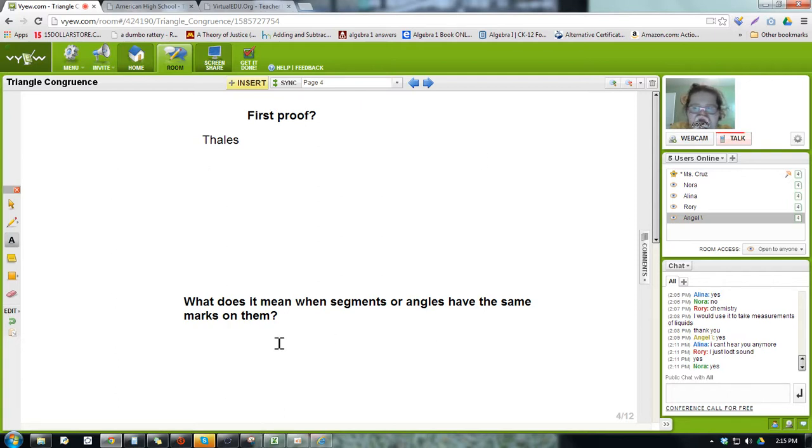Okay, and then same markings. You guys all got that. Means congruent, equal, or parallel, depending on the type of markings.